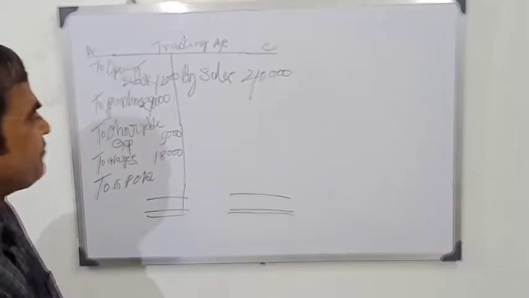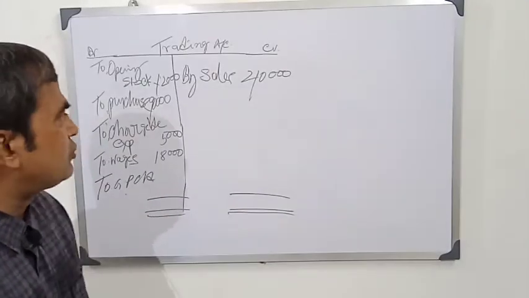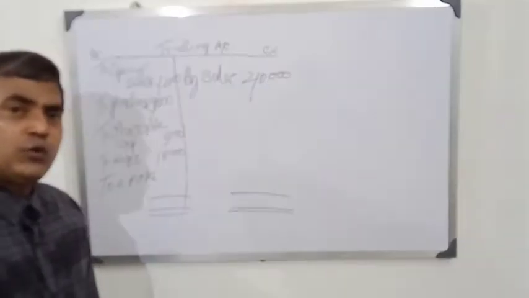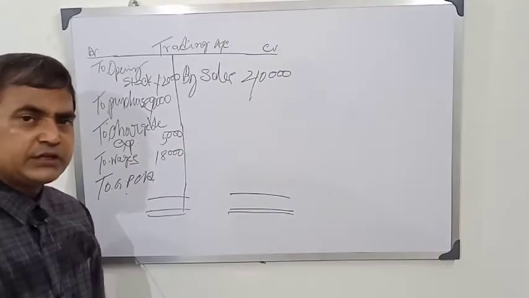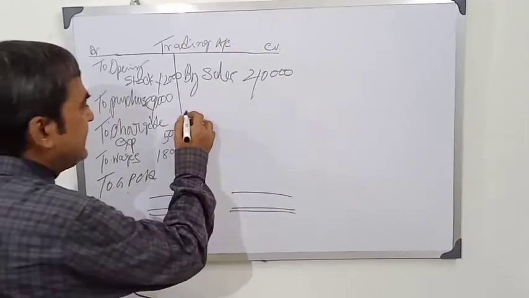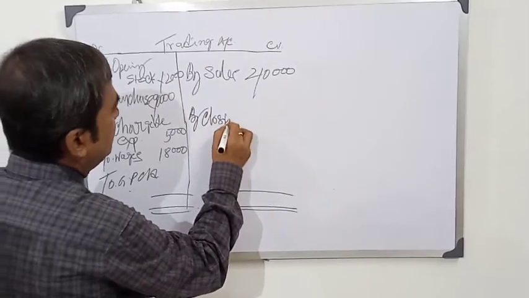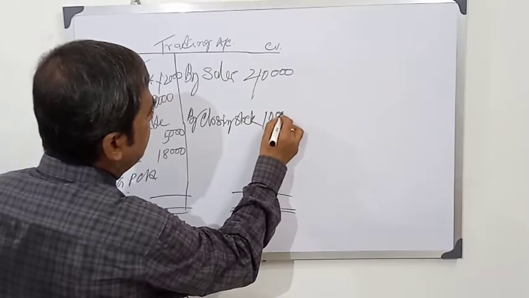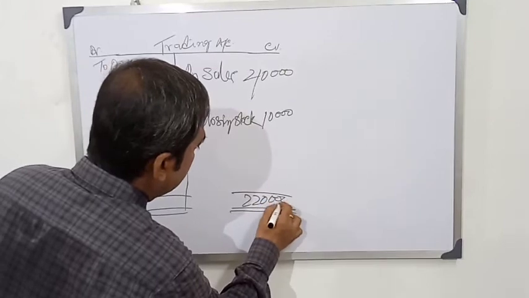But remember, after the trial balance you are given the closing stock. Closing stock you are given is 10,000. So closing stock means out of either opening stock and purchase, that closing stock is there. So we write by closing stock $10,000. So here 2,20,000 becomes 220.